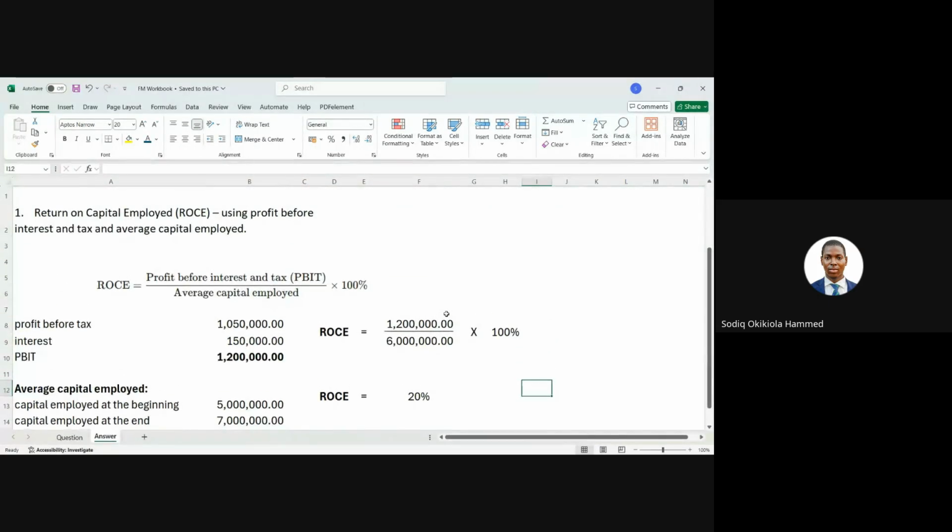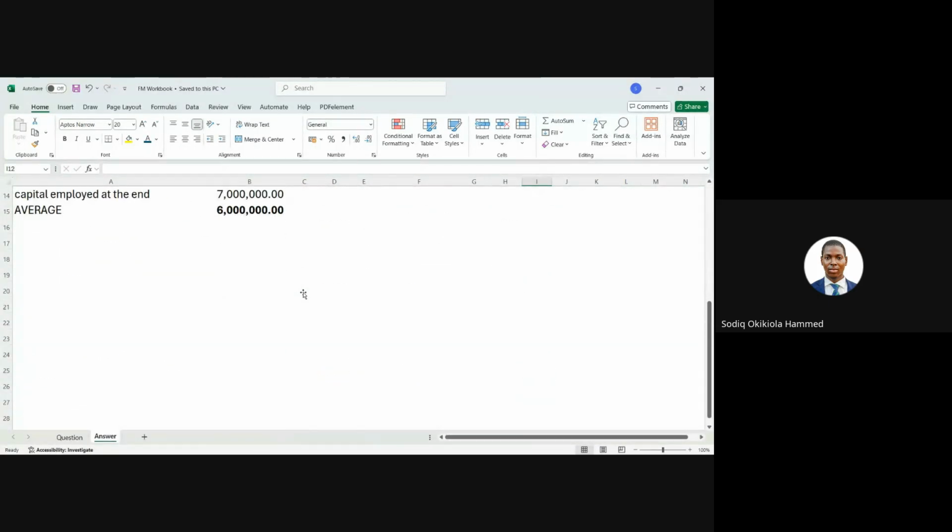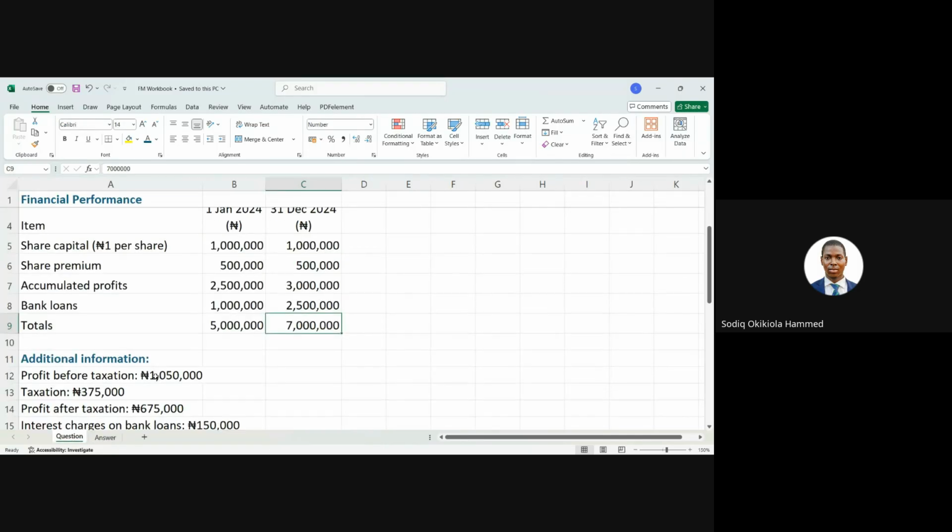So we are moving to question 2. What is our question 2?